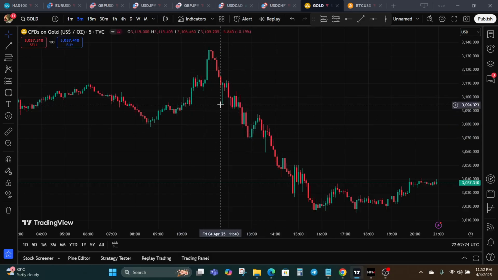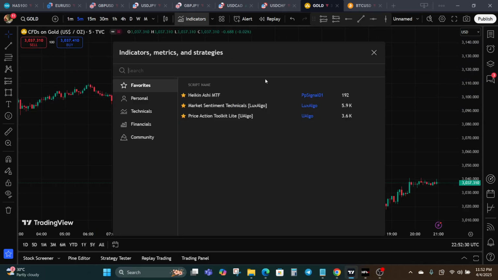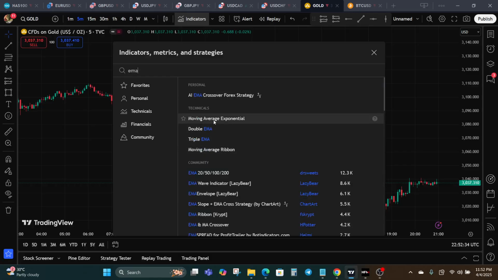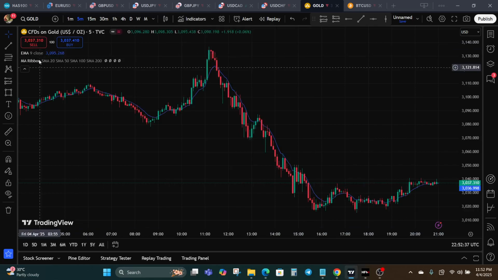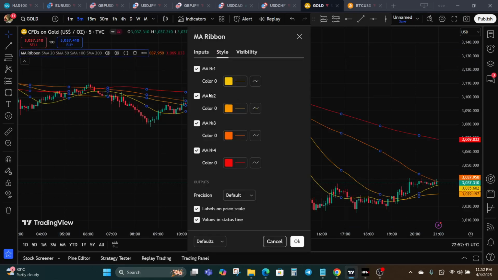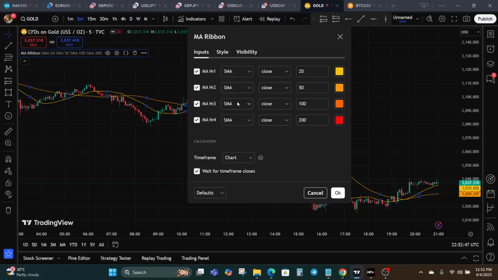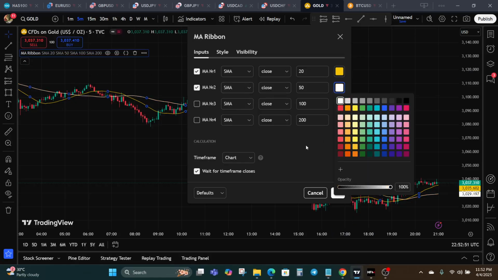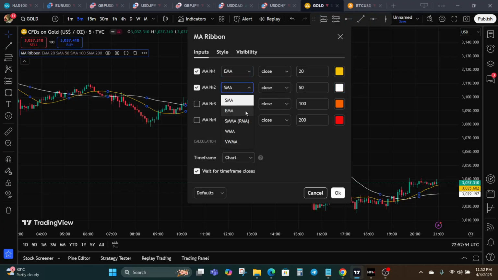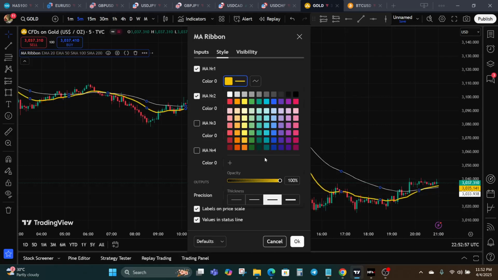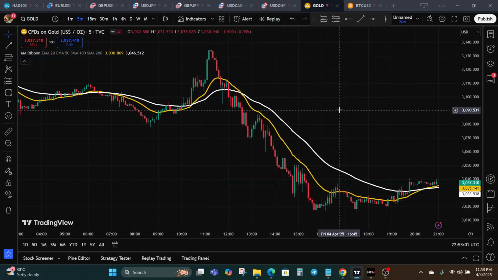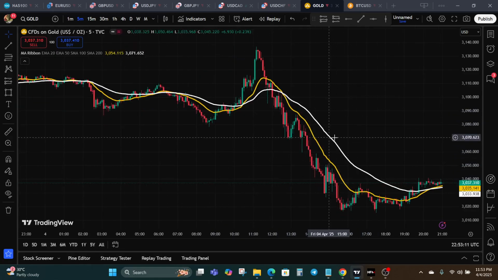Next, we have to add 2 exponential moving averages to the chart. I'm just going to use the EMA ribbon for that. So we're going to be using the 20 EMA and the 50 EMA. Here we have the 20 EMA and the 50 EMA. These EMAs will help identify the trend direction and dynamic areas of support and resistance.